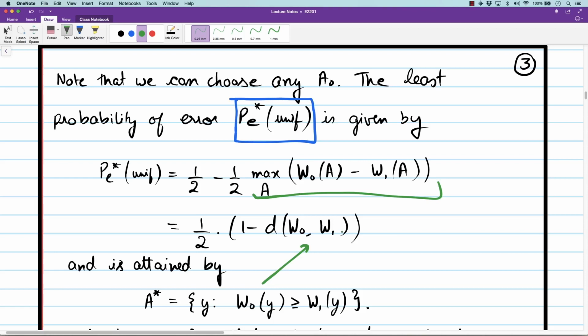So this is a very basic heuristic about statistics, and I will request you to go back and think about it and try to remember it throughout this course. Hypotheses which are close to each other in total variation distance are harder to distinguish because the probability of error under uniform prior is larger.